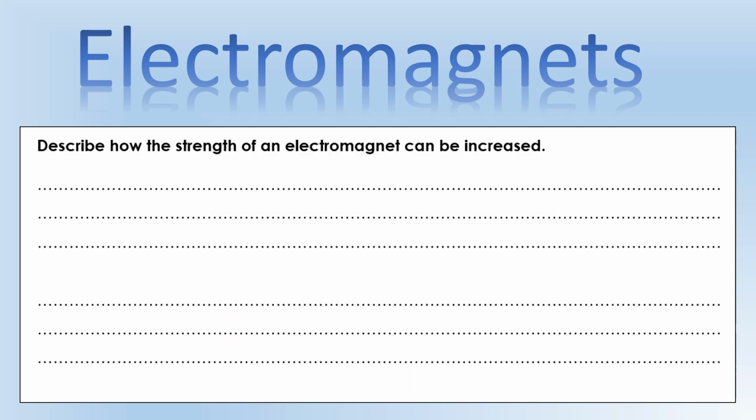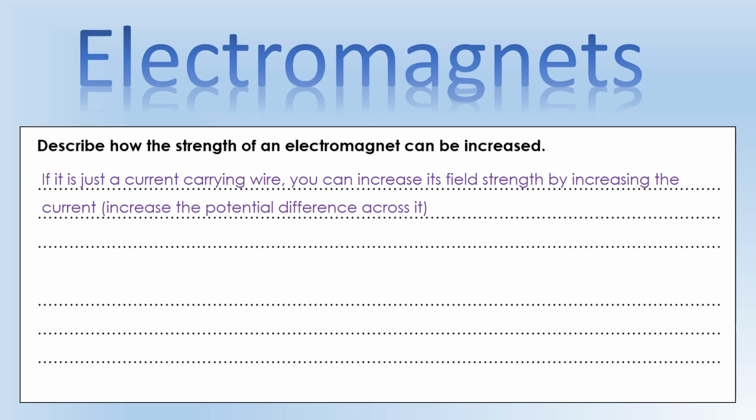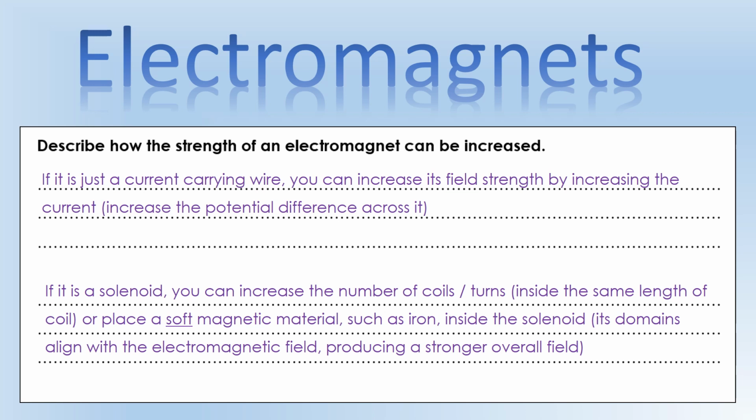Okay, so we've talked about what a stronger field for an electromagnet looks like, but how do we actually achieve it? If we just have a current carrying wire, you increase its field strength by increasing the current, or the potential difference across it. And essentially, if we have just a wire, that's the only way we can go about increasing how strong it is. If we've coiled up that wire into a solenoid, we have two more options.